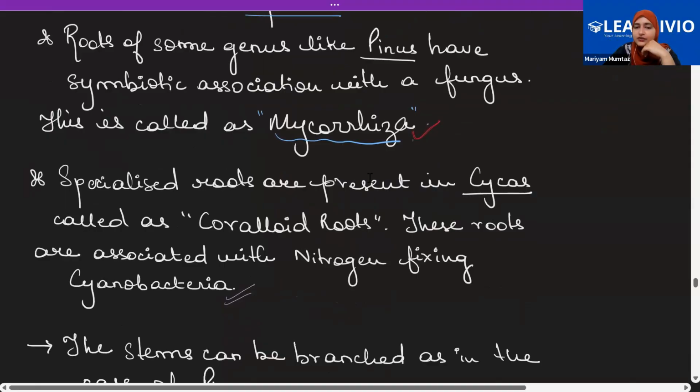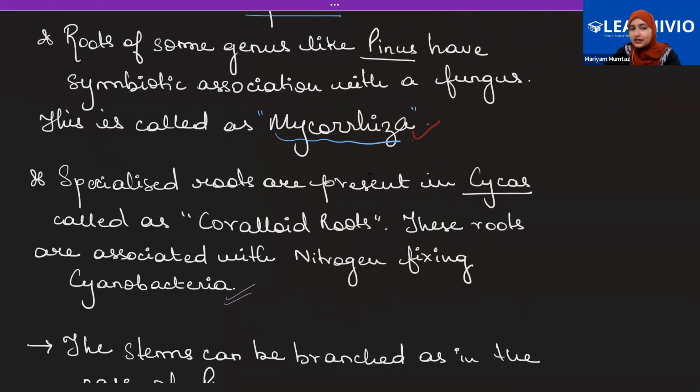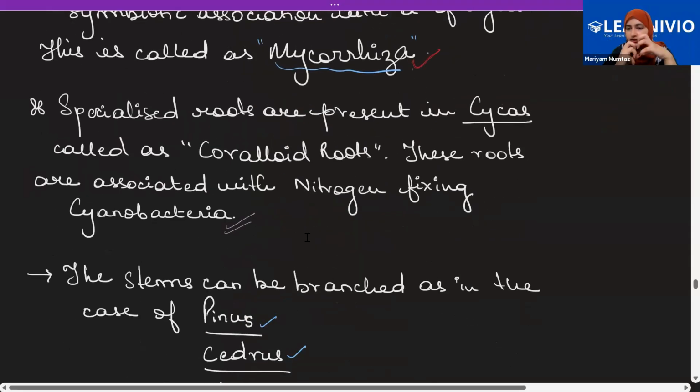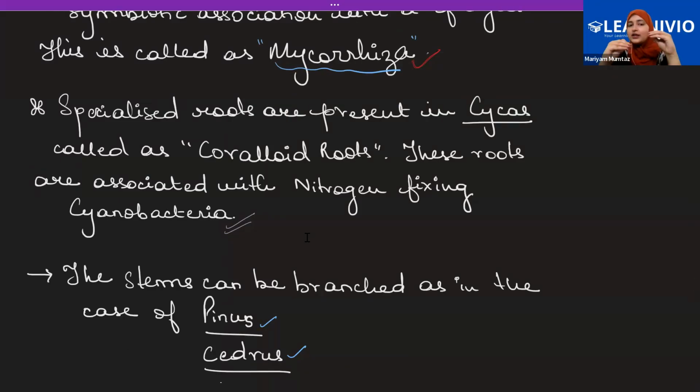Now, there are specialized roots. This is another case found in the next type of gymnosperm, which is cycas. In the cycas, there is the presence of coralloid roots. These are roots that are like a bunch. They are associated with cyanobacteria. Remember blue-green algae? Yes, cyanobacteria. So the roots of the cycas are associated with that cyanobacteria and they do nitrogen fixation.